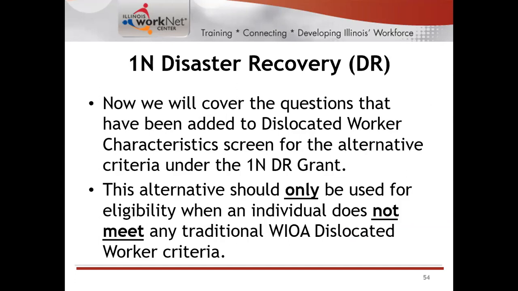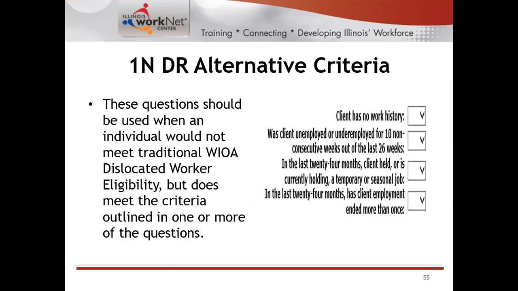So now we're going to get into the actual questions that have been added for the alternative criteria. So I do want to make this clear. If your client would have already met any traditional dislocated worker, then they shouldn't bother with these new 4 questions. These should only be populated for clients who do not meet traditional dislocated worker. And these are the 4 questions.